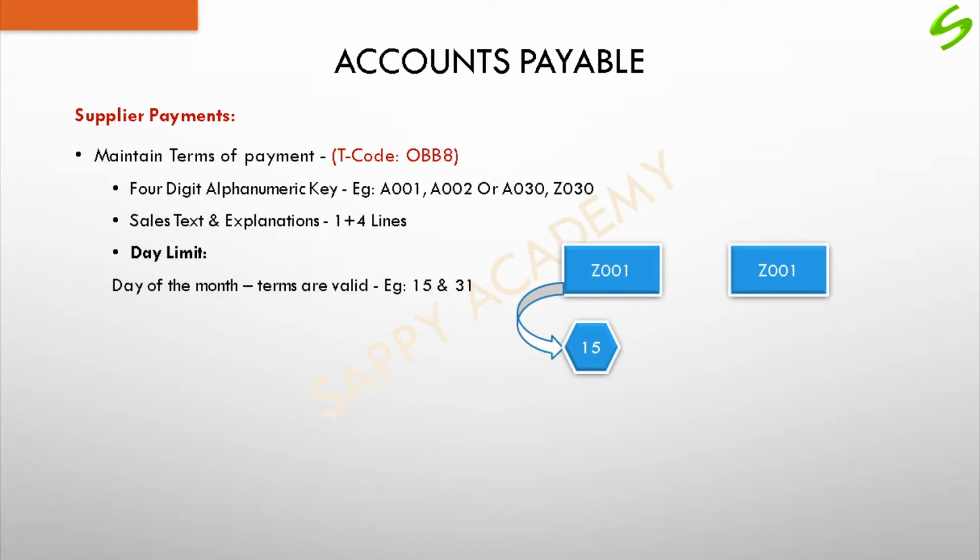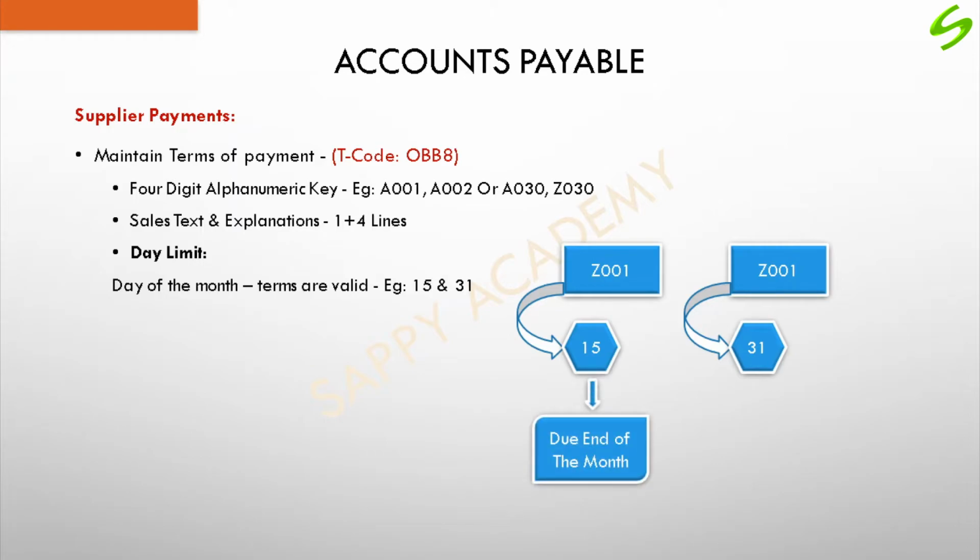For example, in the first segment, I define 15 as a day limit, and in the same payment term under the second segment, I define 31 as a day limit. The first one with the day limit 15 is due at the end of the month. For the first segment, if the invoice date is on or before 15, the invoice due date will be the end of the month, that is the same month. And for the second segment, if the invoice date is before 31 and after 15th, the due date of the invoice will be end of next month.